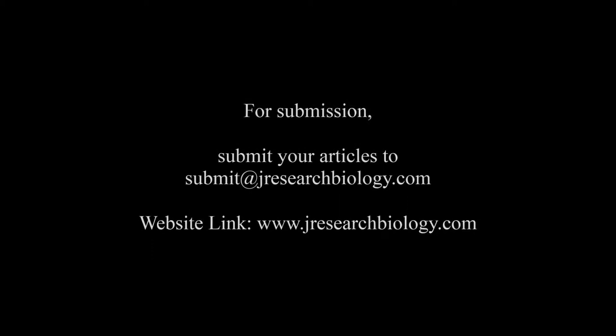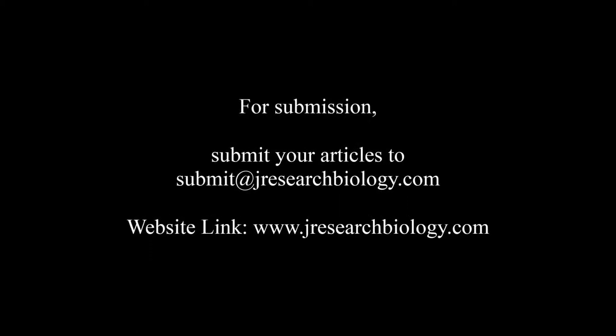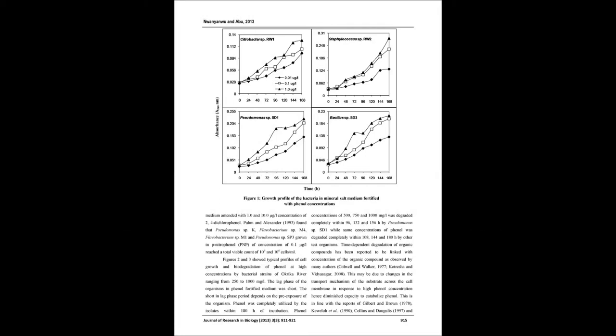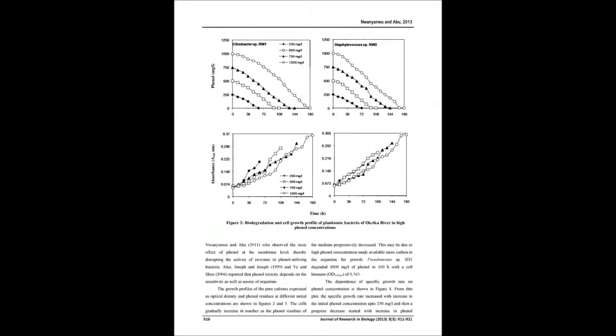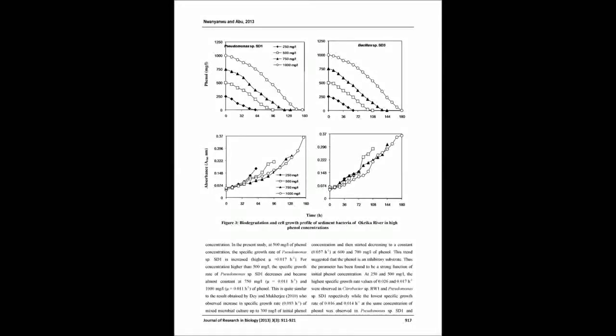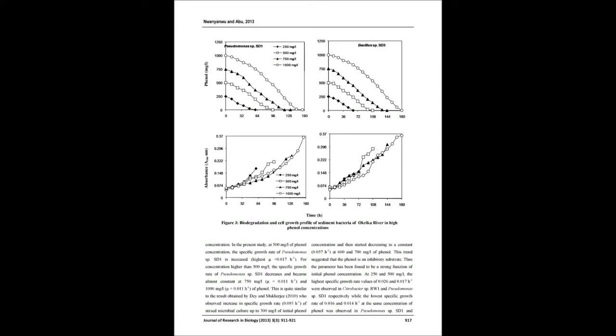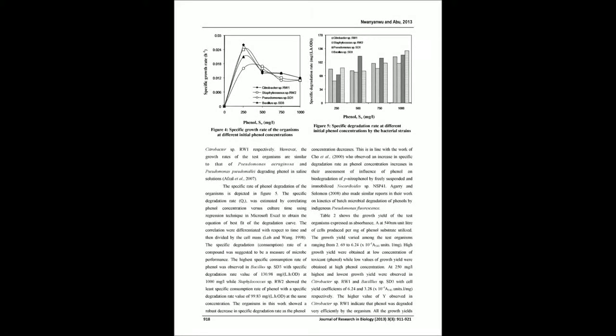RW2. The highest specific growth rate of 0.019 h⁻¹ at 500 mg/L of phenol was obtained for Pseudomonas sp. SD1, while Citrobacter sp. RW1 had the lowest specific growth rate of 0.01 h⁻¹ at 500 mg/L of phenol. The specific phenol degradation rate ranges from 55.35 to 130.98 mg/L.